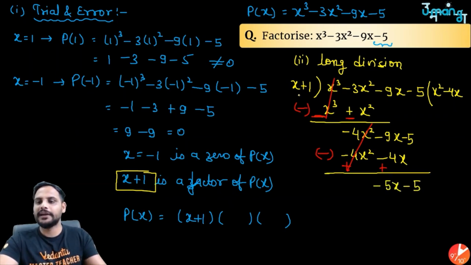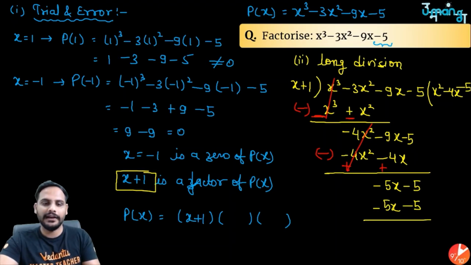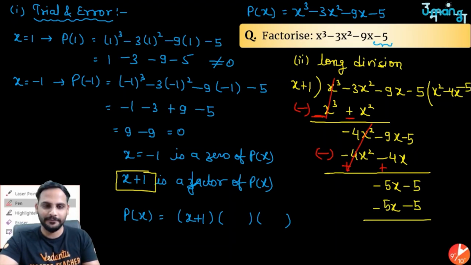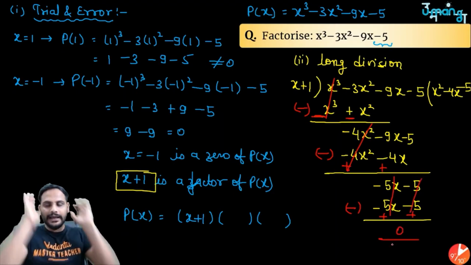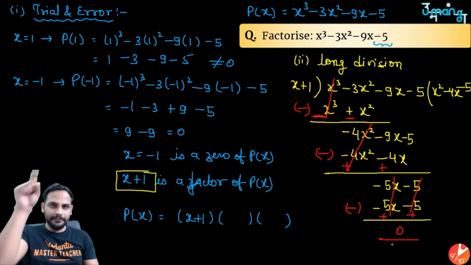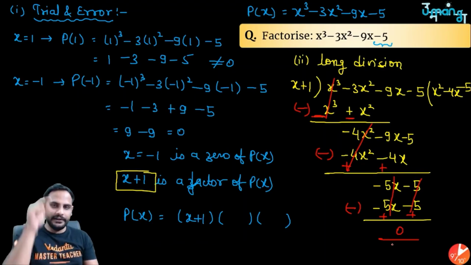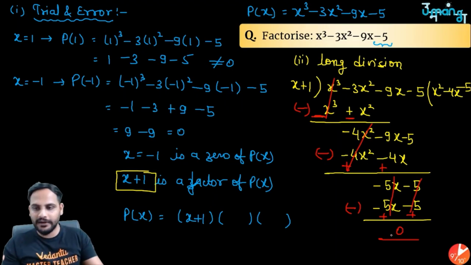How do you create minus 5x from x? Multiply with minus 5. So minus 5x minus 5 into 1 is minus 5. Again, let's do the subtraction. If I do the subtraction over here, minus will become plus, minus will become plus. Minus 5x plus 5x got cancelled. Minus 5 plus 5 got cancelled. Remainder is 0.